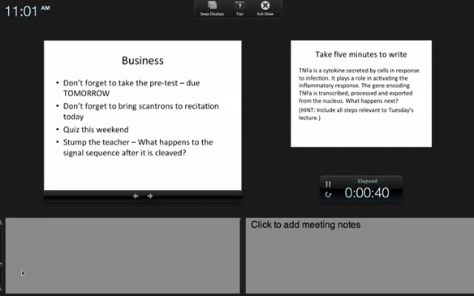Okay, quick, Stump the Teacher. So the question was, what happens to the signal sequence in the ER after it is cleaved? I got a lot of great answers. Turns out the answer is in the textbook, so that makes it really easy to find. You guys are great for looking there first. But basically, what the textbook says is pretty much it comes out of the core and is degraded, which is kind of what we thought anyways.